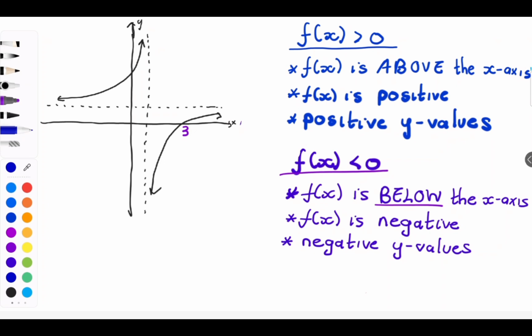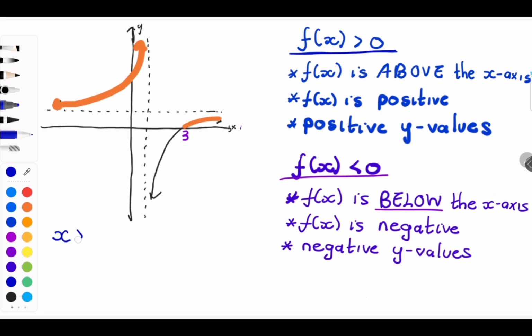Okay, now let's look at this function. We have a hyperbola, and we want where f of x is greater than 0. So you're looking for where the graph is above the x-axis. Now if we look at this, the graph is above the x-axis over here, this part here, as well as this part here. So when we express our answer, for this part here, we will say that it is when x is greater than 3.